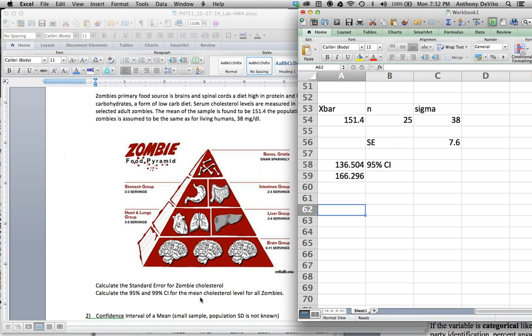Okay, now let's do the same thing for 99% confidence interval. It's going to be equal to our mean minus, what is it going to be this time? 99% confidence interval. What are we going to use for Z? 2.58 times our standard error. And it's going to be equal to 151.4 plus 2.58 times our standard error. Okay, so that's good. This is our 95% and our 99% confidence interval.